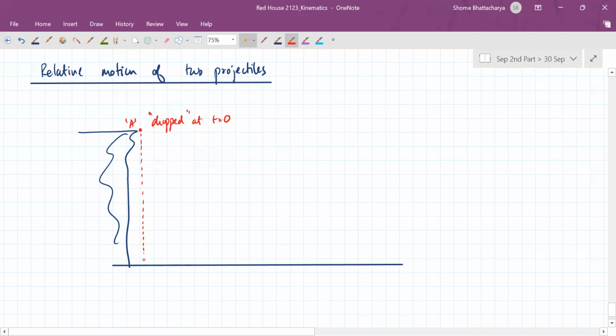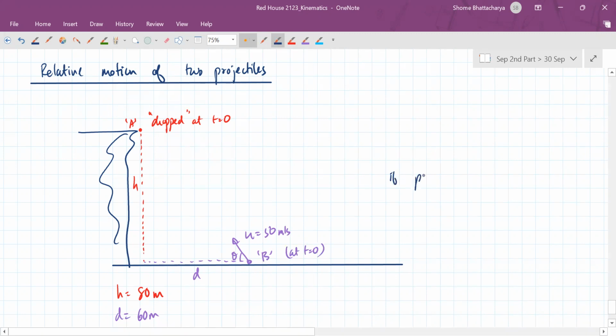And this height from which it is dropped, let us say 80 meters. Now, from somewhere here, which is at a distance of 60 meters, another particle B has to be projected at 50 meters per second at some angle theta at t equal to 0.